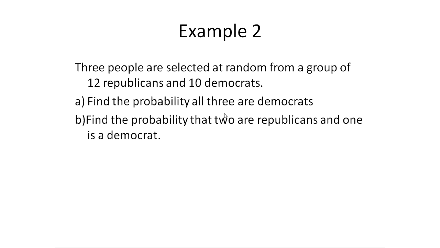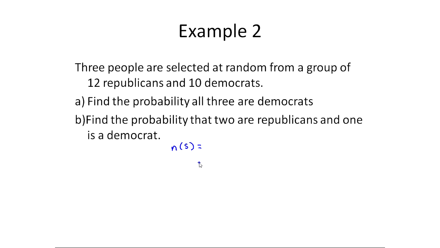For my next example, there are 2 parts, and we're told we're picking 3 people at random from a group of 12 Republicans and 10 Democrats, so a total of 22 people. A says find the probability that all 3 are Democrats. And B says find the probability that 2 are Republicans and 1 is a Democrat. Both of these events will have the same sample space. The size of the sample space, or the number of events in the sample space, will tell me the denominator I need for the probability answers.